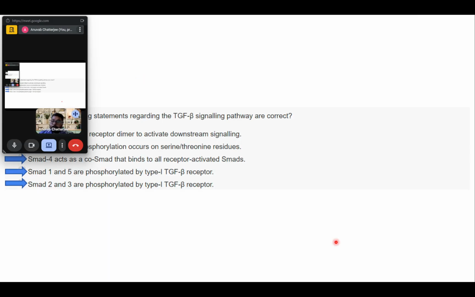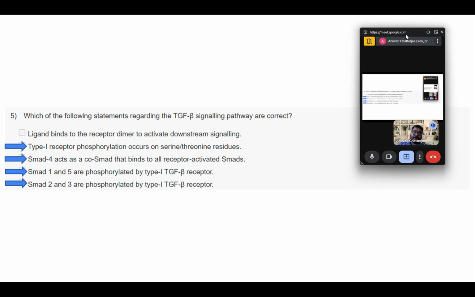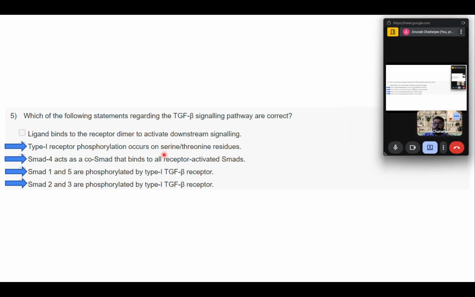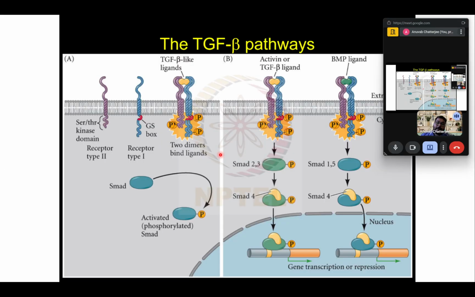So that was a lot, but that is how the pathway works, and let us look at what the options are. Ligand binds to receptor dimer to activate downstream signaling. That is false, it is a tetramer. Type 1 receptor phosphorylation occurs on serine threonine residues. That is true. TGF-beta receptors are serine threonine kinases, so essentially they are phosphorylated and phosphorylate. They are phosphorylated on the serine threonine amino acids.